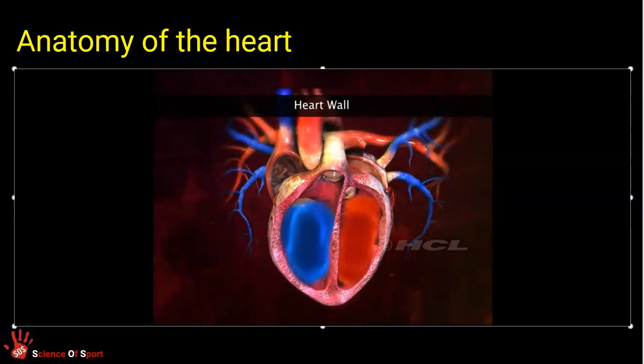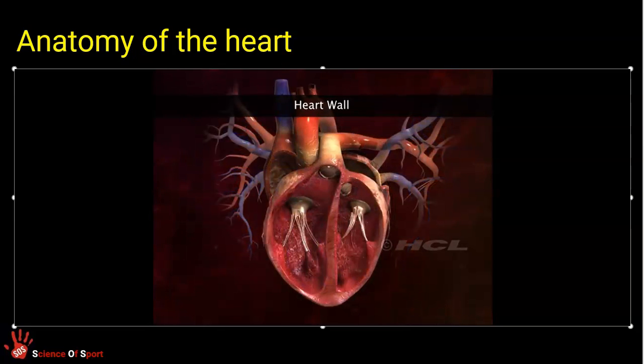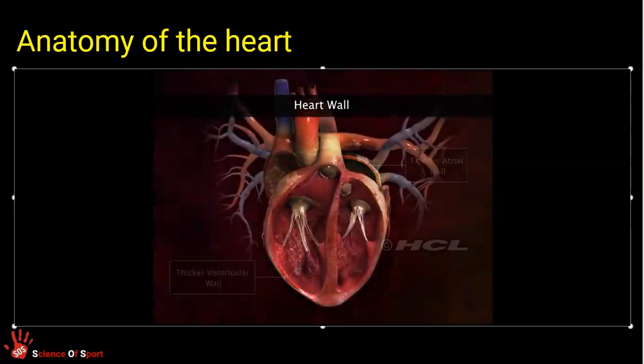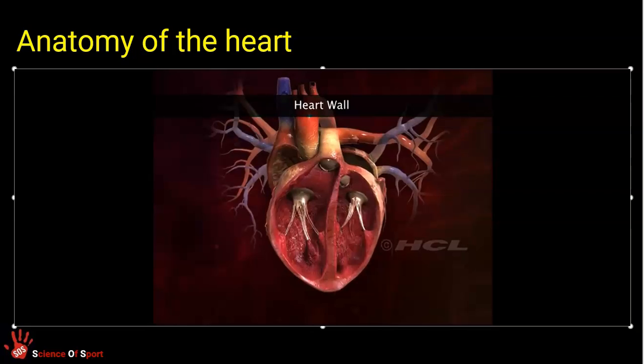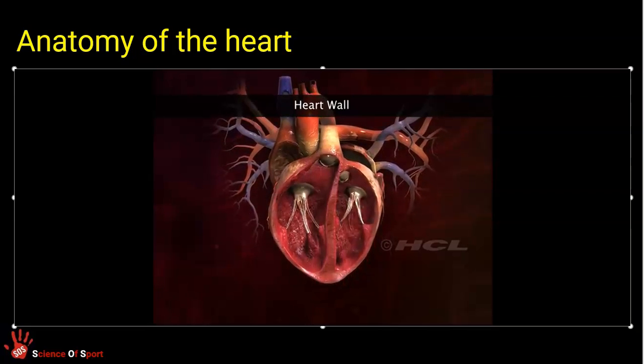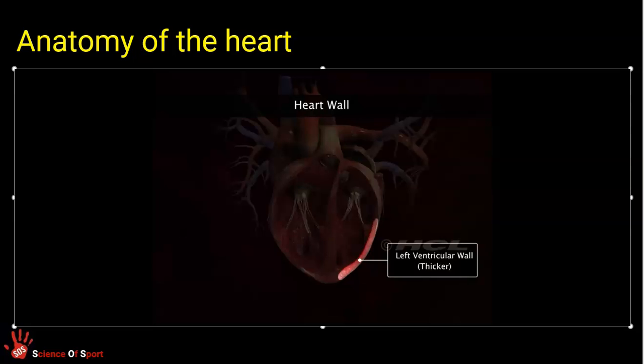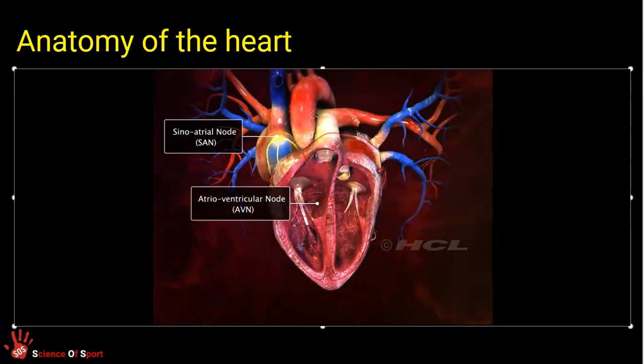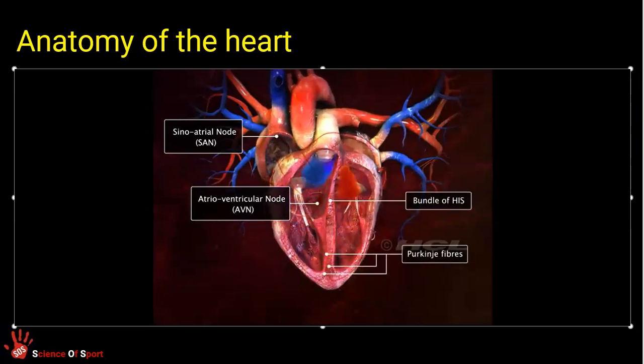The thickness of the walls of the 4 heart chambers varies with their functions. The walls of the atria are thinner than those of the ventricles, as the blood needs to be pumped into adjacent ventricles only. The left ventricle pumps blood a greater distance at higher pressure. Therefore, the wall of the left ventricle is thicker than that of the right ventricle. The sinoatrial node, atrio-ventricular node, bundle of His and Purkinje fibers represent the specialized cardiac tissue.